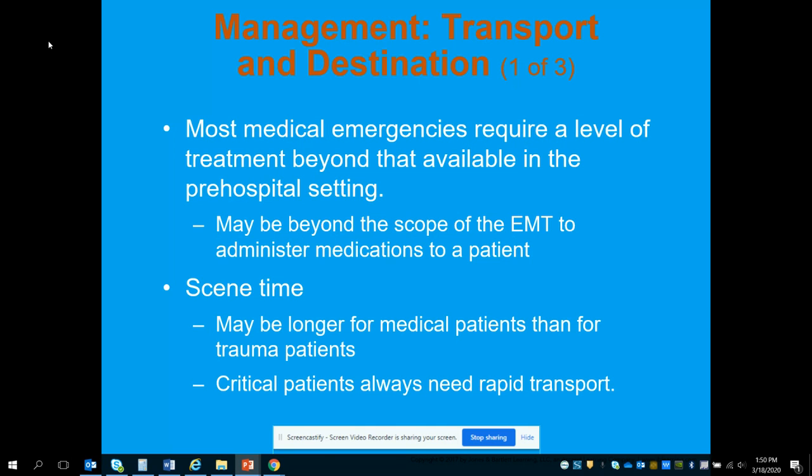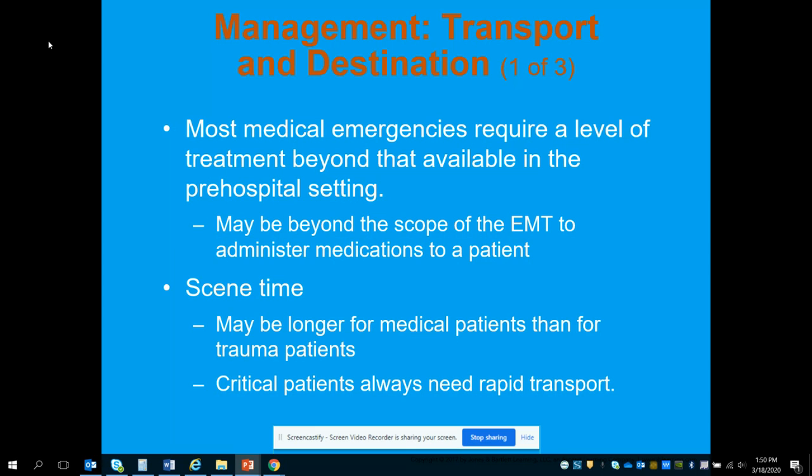Most medical emergencies require a level of treatment beyond that available in the pre-hospital setting. So that means that even at the EMT level, there's some stuff that we can do, but not everything. And it's the same way for ALS providers. There's some things that they can do and some things they can't. For long-term medical issues like ongoing hypertension, ongoing high blood sugar, people who need antibiotics, those types of things, they need to be managed in a hospital on a long-term basis and don't really require a whole lot of emergency treatment.